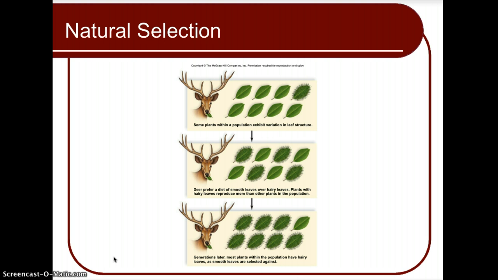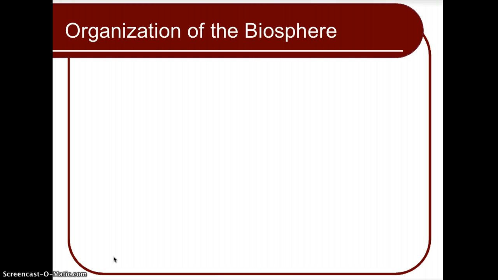So eventually, as the deer keeps on eating all those smooth leaves, they don't have time to reproduce. So you have these plants with hairy leaves that are reproducing. The deer prefers those smooth leaves over the hairy leaves, but generations later, most plants within a population have hairy leaves, as smooth leaves are selected against. Eventually you start to weed out the smooth leaves, and the more dominant population in the group is those plants with the hairy leaves.